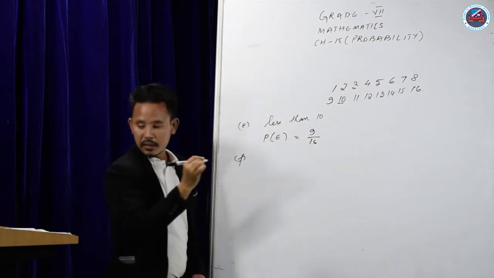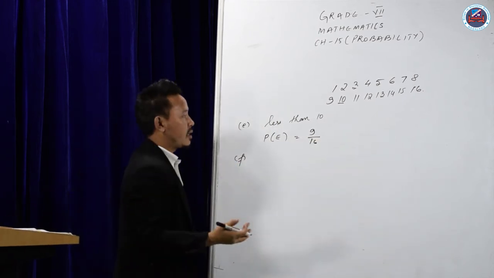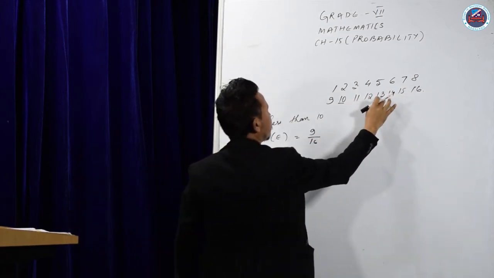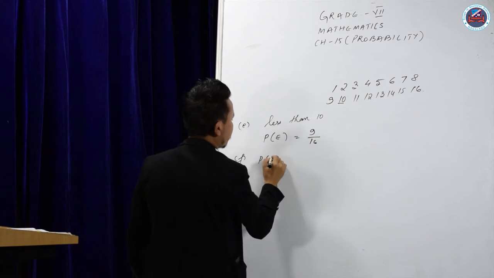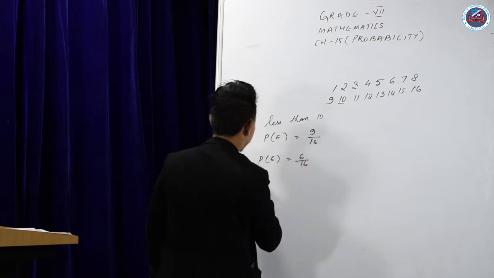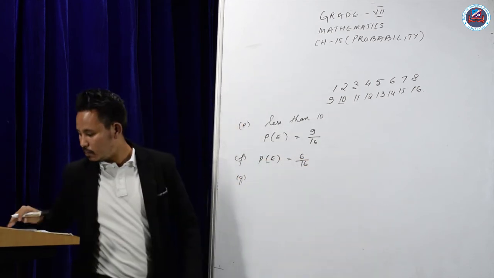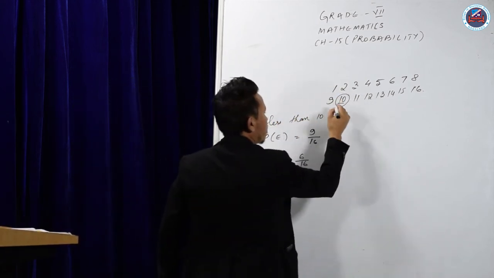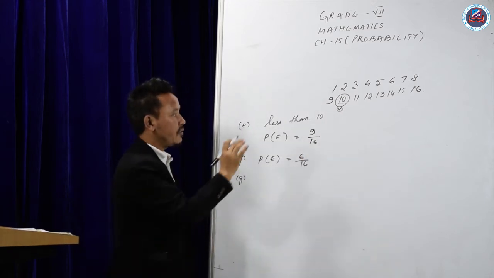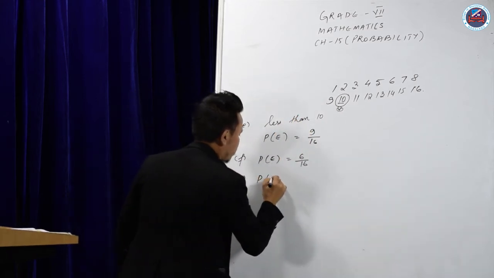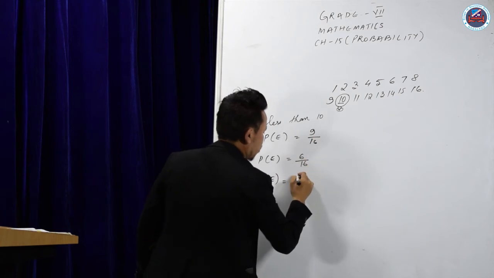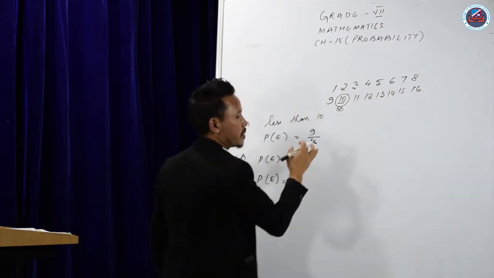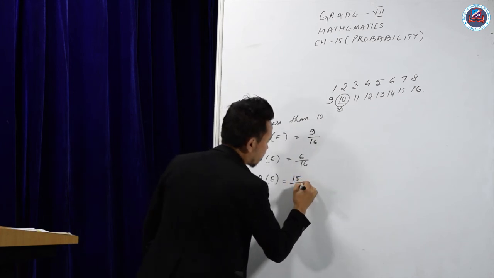Number F is more than 10. Let's consider the numbers that are more than 10: 11, 12, 13, 14, 15, 16, that is 1, 2, 3, 4, 5 and 6. So the probability of the event is 6 out of 16. Number G, not 10. The question says not 10. So leaving aside 10, we have all 16 numbers except 10. That gives us 15 out of 16.